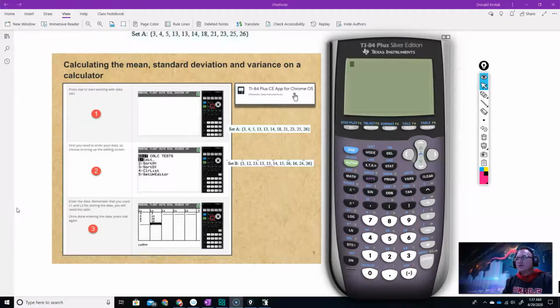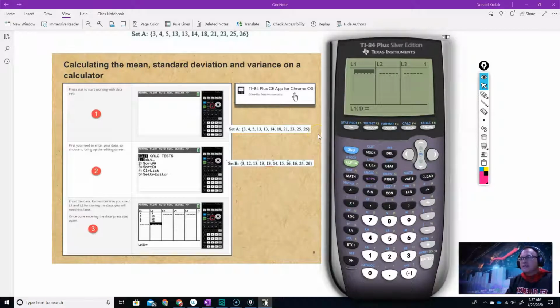The first thing you've got to do is get these two data lists into your calculator. You're going to press Stat, highlight one, which is the editing screen, and hit enter. What that does is give you two lists, and we're going to take the data from the first thing we looked at, set A and set B, earlier in the Google Slides, and enter those data points. It's pretty straightforward. After each one you just hit enter.